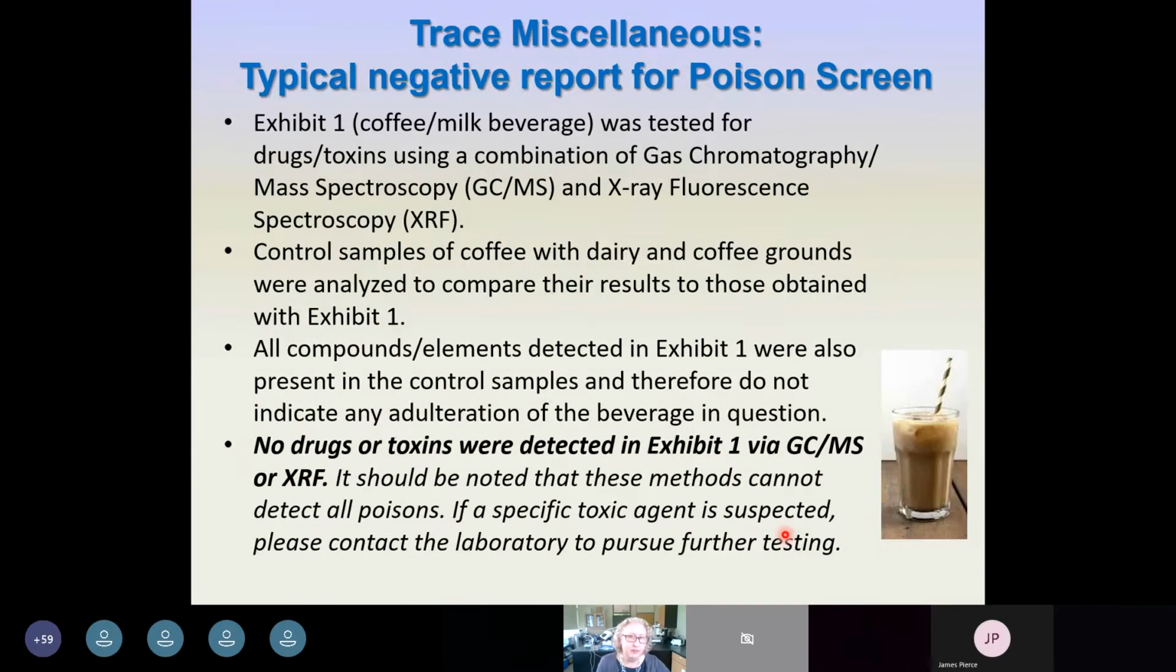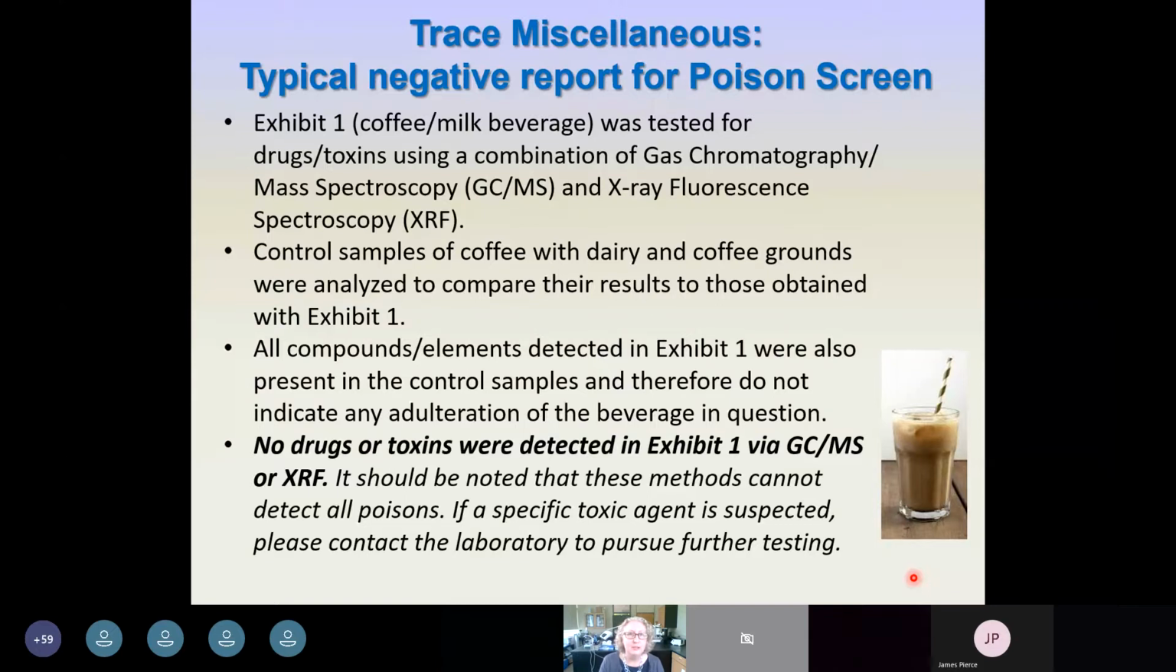If we have a negative result, like the one for this example, here's what the report wording will resemble. So in this case, we have a poison screen. It was one of those general requests: I drank this coffee, then I got sick, so I think there was poison in my coffee, test it. So we don't have a target. We have no controls really provided for what that poison might be because it's just a guessing game.